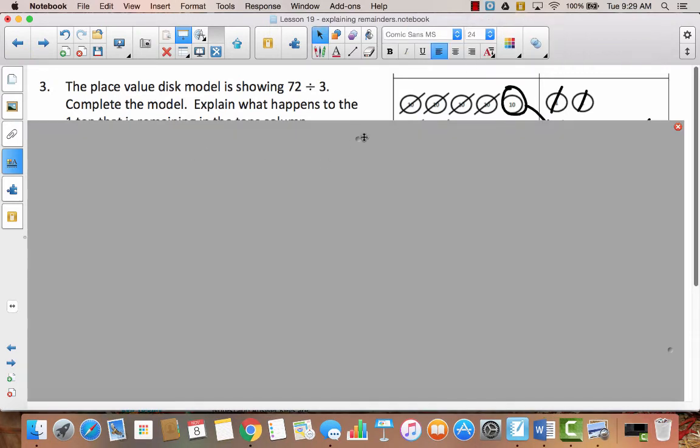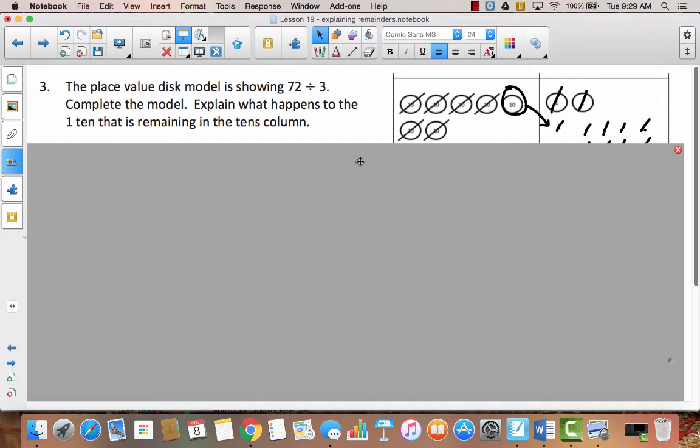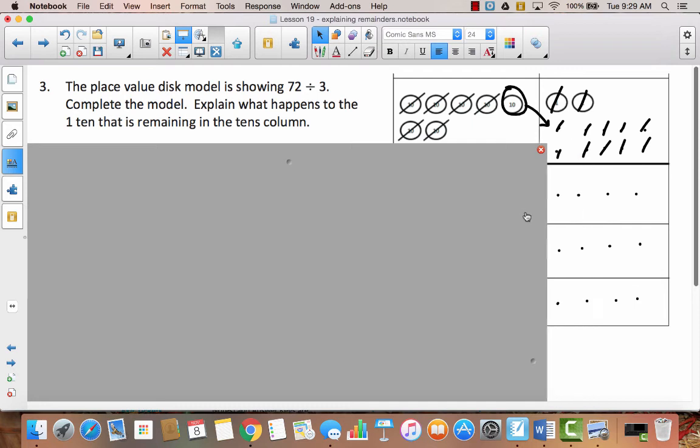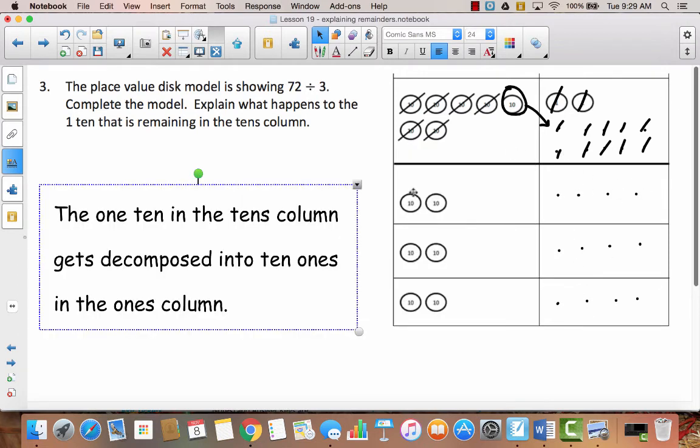Okay, so first of all, let's talk about finishing our model. You can see that I took the remaining 10 and I drew an arrow to show that I was decomposing that 10 into 10 ones, and that gave me 12 ones total. So I went ahead and distributed those 12 ones so that I would end up with an answer of 24. When it says explain what happens to the 1 ten, I went ahead and typed my answer. Your answer does not have to be exactly like mine, but my answer is the 1 ten in the tens column gets decomposed into 10 ones in the ones column.